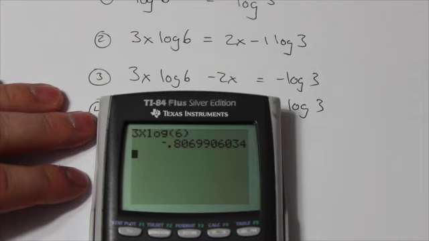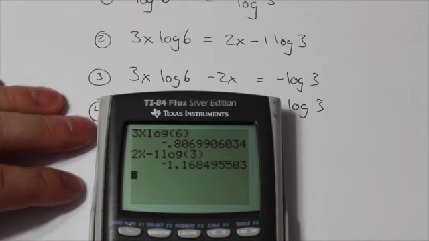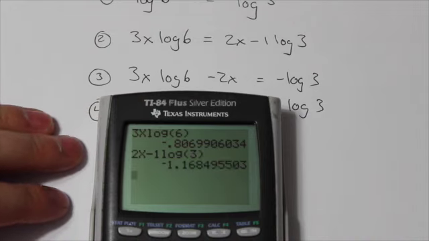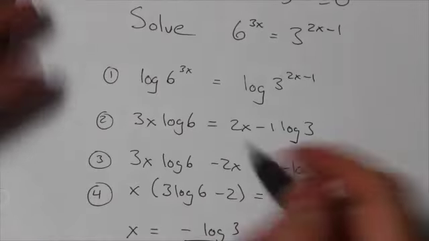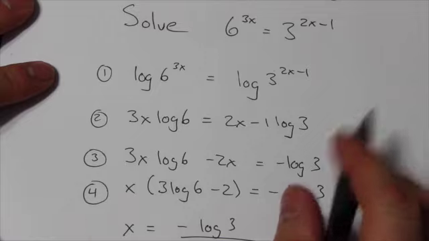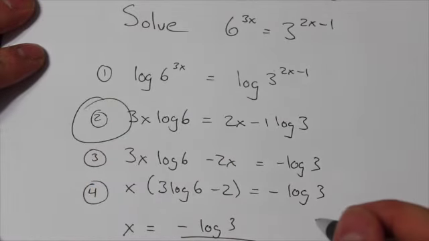That's a good sign. Okay, and now I'm going to go 2x minus 1 log of 3. Oh, and that isn't the same. So what that means here is in this second step, something went wrong. The left side is not equal to the right side. So that's where the mistake happened.